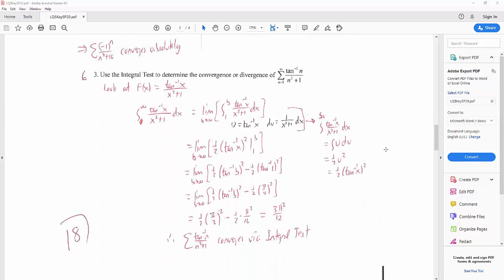3. Use the integral test to determine the convergence or divergence of that series. Well, I look at the function of the reals, inverse tangent x over x squared plus 1. Integral test, so I have to evaluate that improper integral, rewrite it, a basic u sub, and I end up getting the limit to be 3 pi squared over 32, which tells me the improper integral converges, which tells me the given series converges thanks to the integral test.